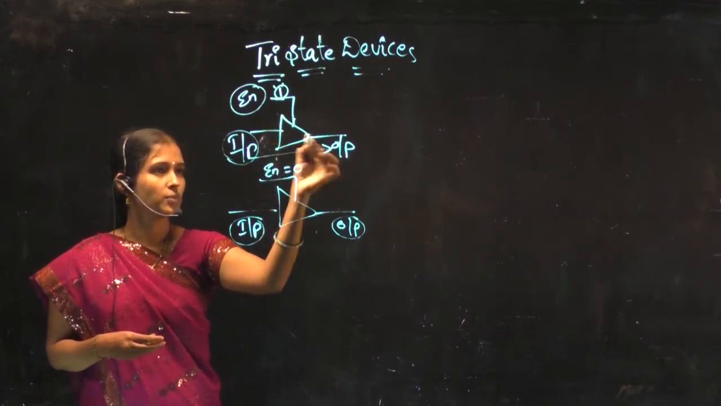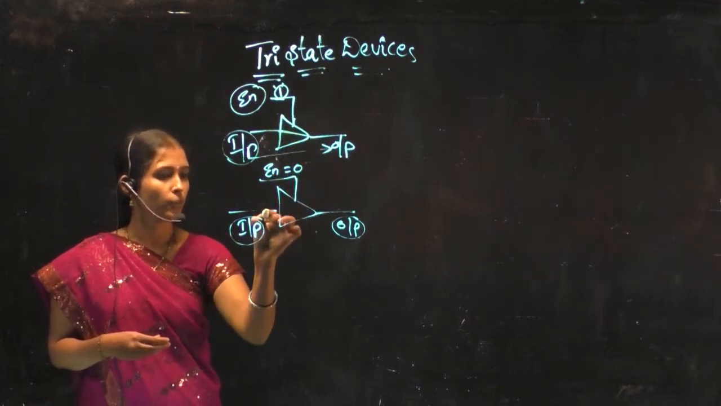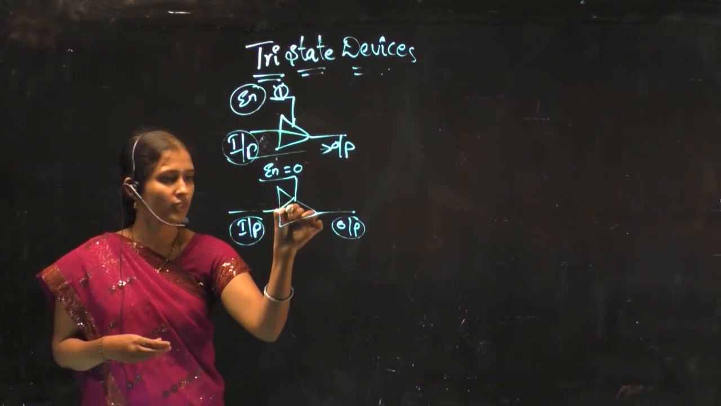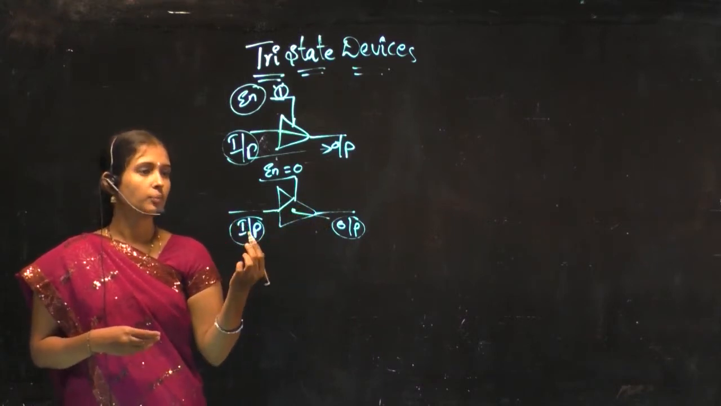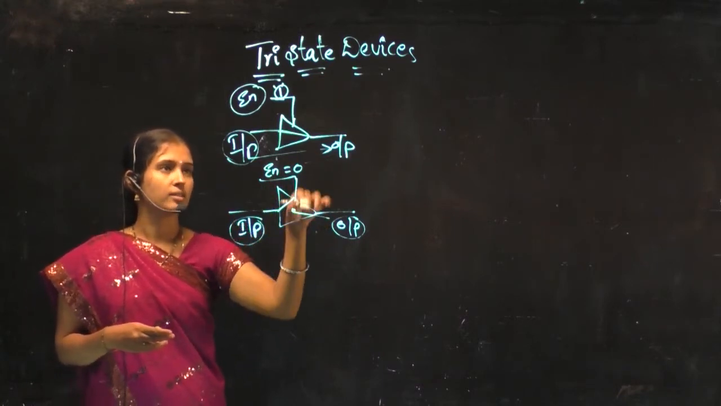If input is passing to output, it is nothing but a short circuit, whereas if input is not passing to output, that is nothing but an open switch. Okay, that is what these tri-state devices are.